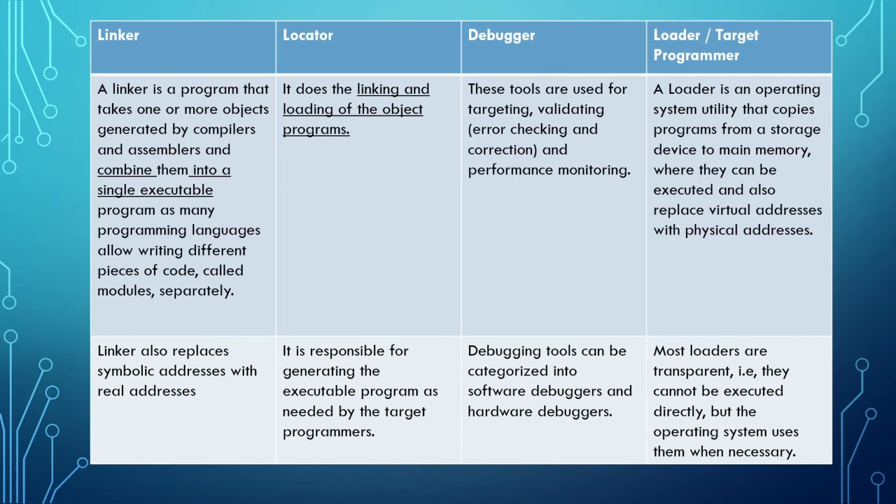Okay, then the linker comes. The programs produced with the help of the compiler as well as the assembler are combined into a single executable program with the help of the linker. Next comes the locator. It does the linking and loading of the object programs. Next, the debugger. After the compiling and linking process, if any error or correction needs to be made, it is identified with the help of the debugger.